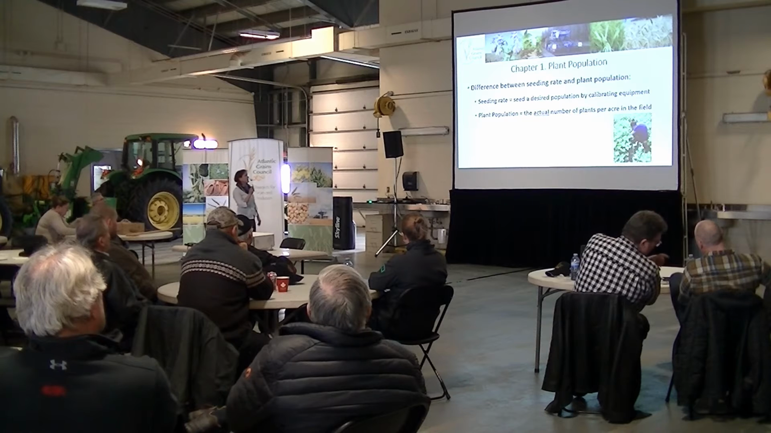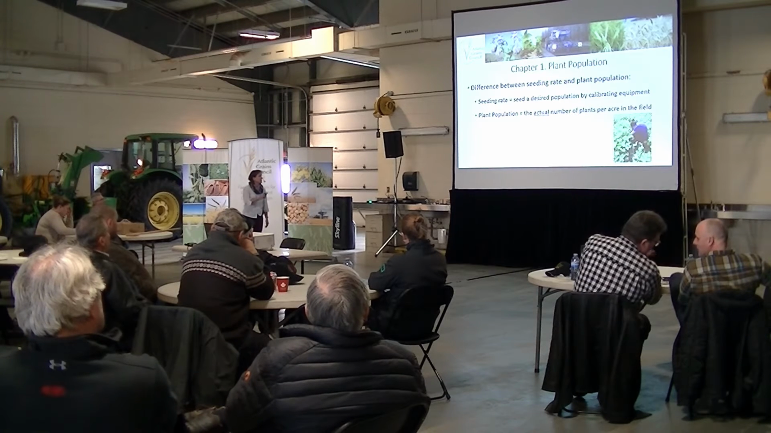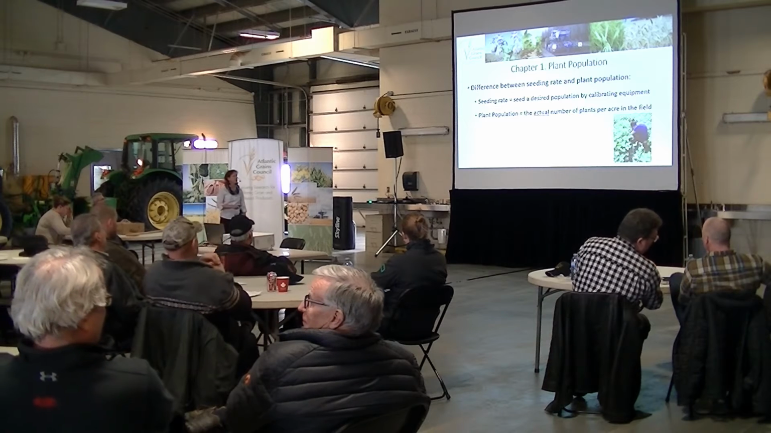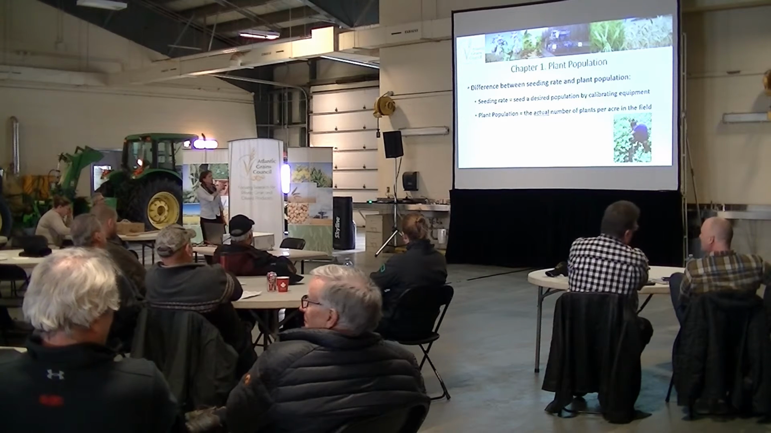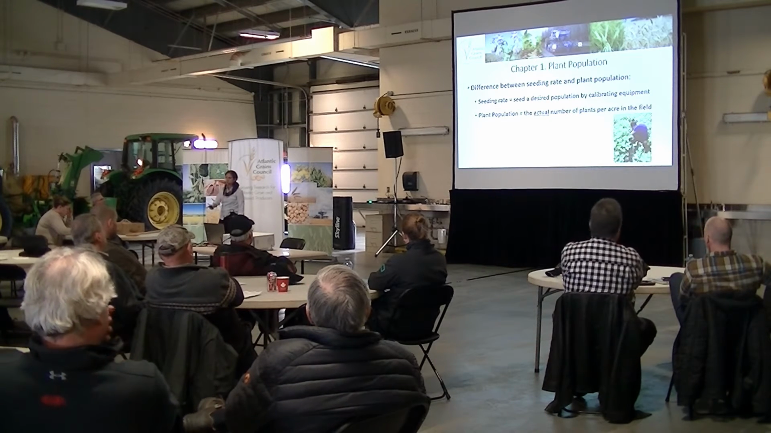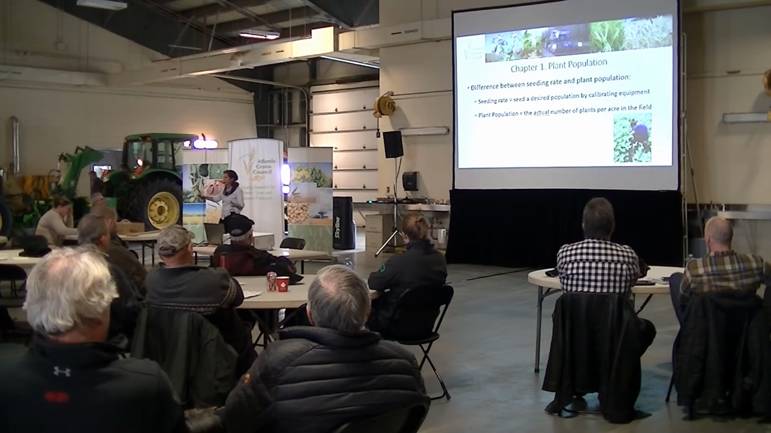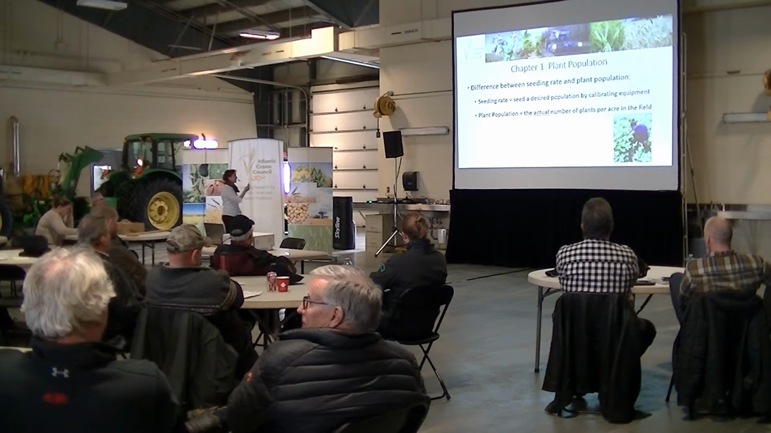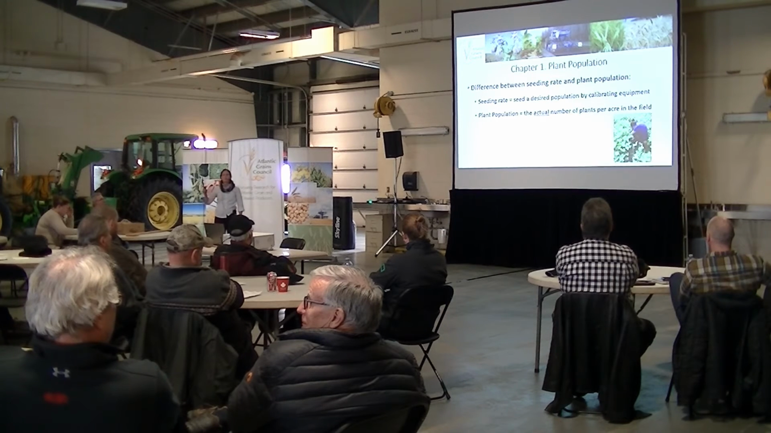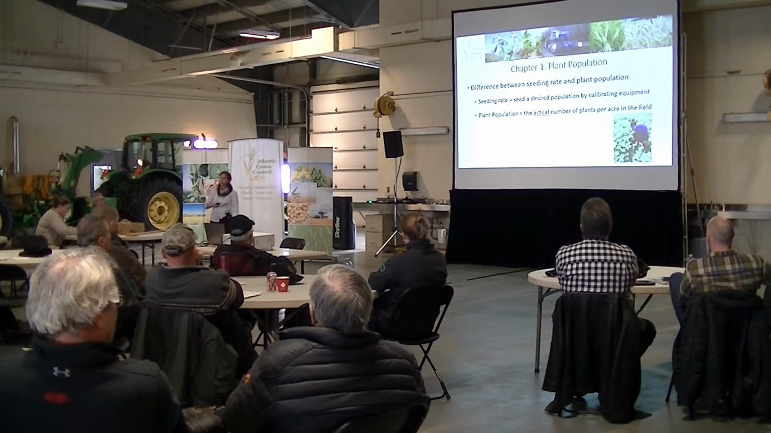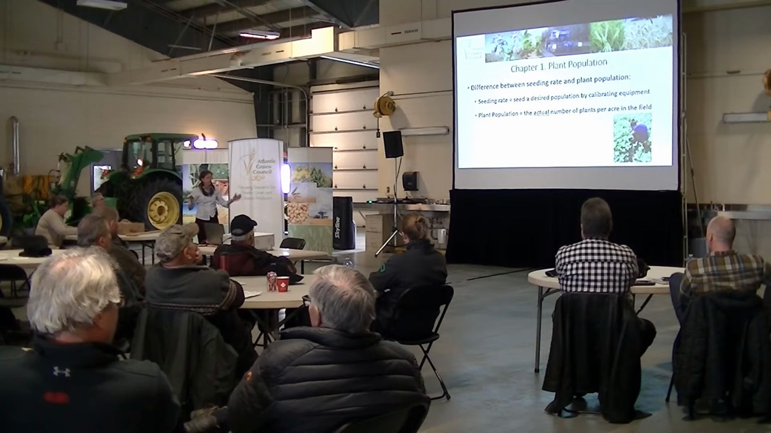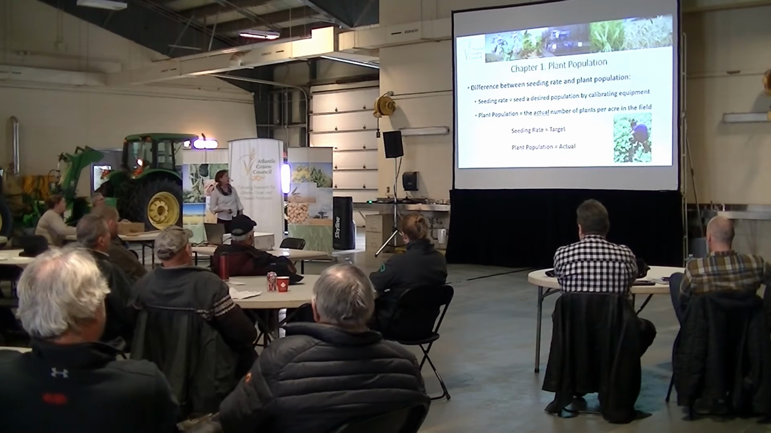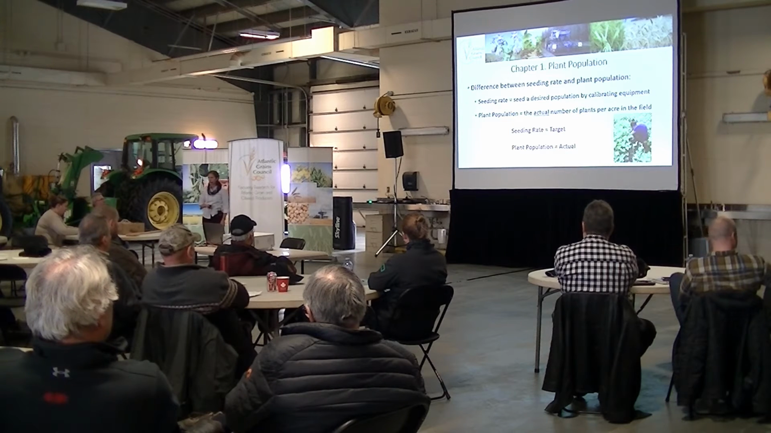The difference between seeding rate and plant populations. This is very important. Before I can go anywhere else, we have to get this down. Seeding rate is the desired population by calibrating your equipment. You set your tractor and your equipment to seed 160,000 seeds per acre. The plant population is the actual number of plants per acre growing in your field. Big difference there sometimes. So seeding rate is our target. Plant population is the actual.